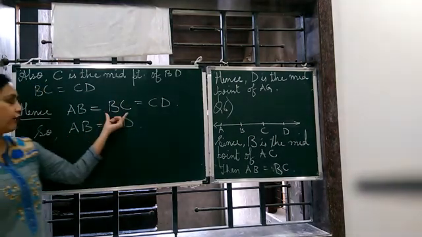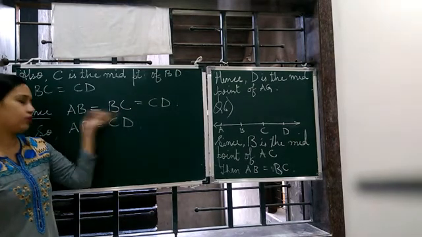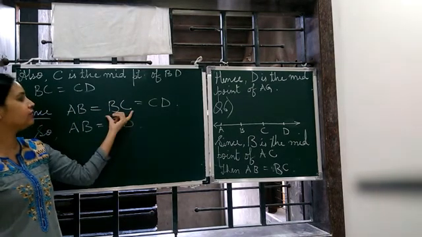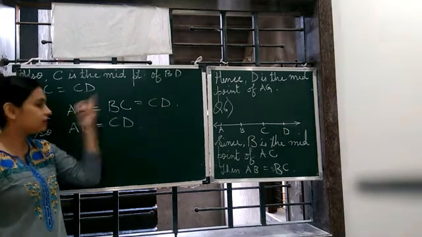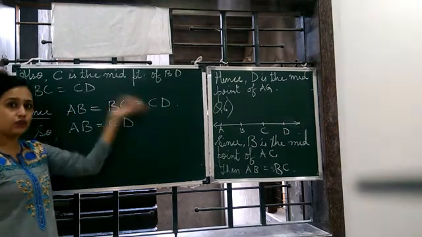Because they both are equal to BC. Yes, so they are equal to one another. That means if B is 1 centimeter, this is also 1 centimeter, this is also 1 centimeter. यानी कि दोनों बराबर हो गए.